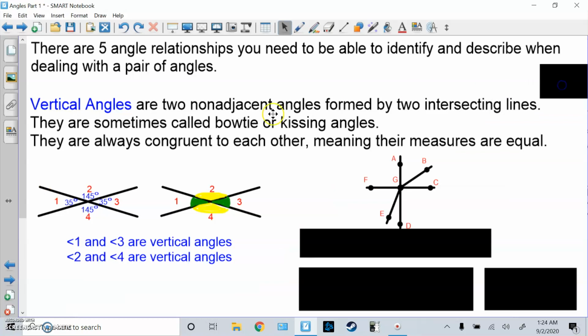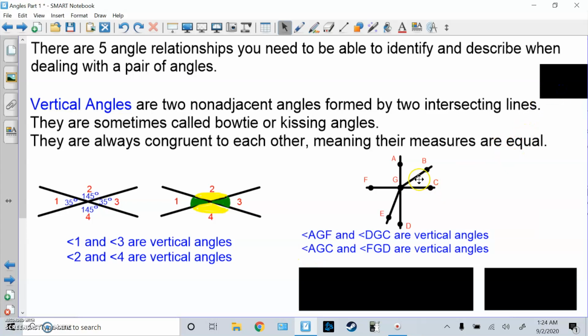Now the reason why they're called bow tie angles is if I had to color it, see 1 and 3, these are both green, they kind of make a bow tie picture. Or you can think of two faces kissing each other. Same for the yellow. Alright, now over here there's a lot. So AGF is this top left angle, and DGC is the bottom right angle. They are vertical. They're directly across from each other, kissing, same size. AGC is this top right. Ignore that B part. And then FGD is the bottom left. They are also vertical.